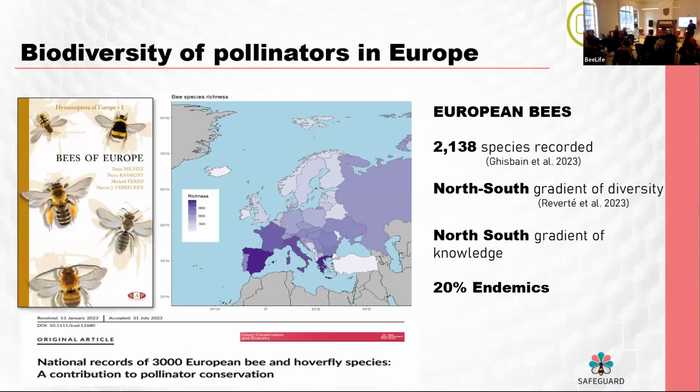Associated to this, we also have a gradient of knowledge. Europe is diverse in terms of history, and in terms of the history of natural sciences. There are strong traditions in the north and west of Europe, while it's much less important in the south. So it means that we have a lot of historical data in Western countries, while in southern and eastern countries, we have less.